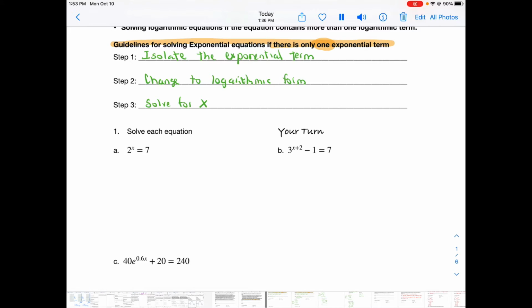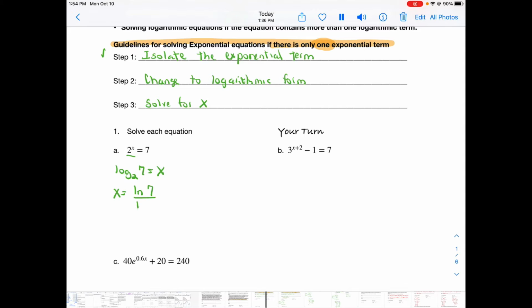All right, so let's look at example 1a. We have the equation 2 to the x equals 7. So I notice I have one exponential term, 2 to the x. So I need to isolate that exponential term. It's already isolated because the number raised to a power is by itself. So I'm just going to convert this to a logarithm equation by writing log base 2 of 7 equals x, and then solve for x.